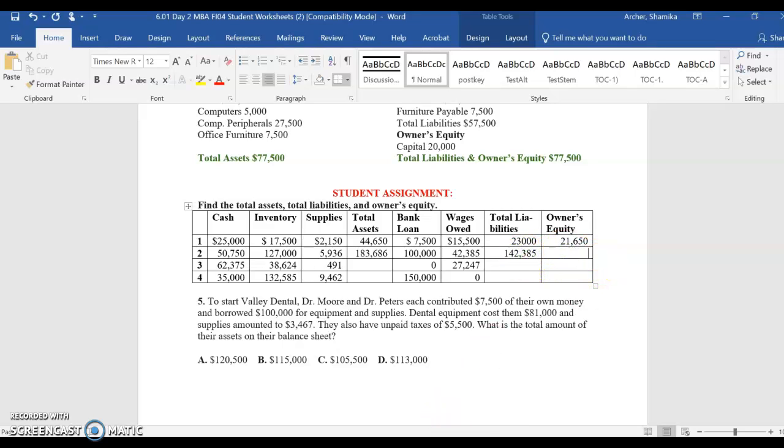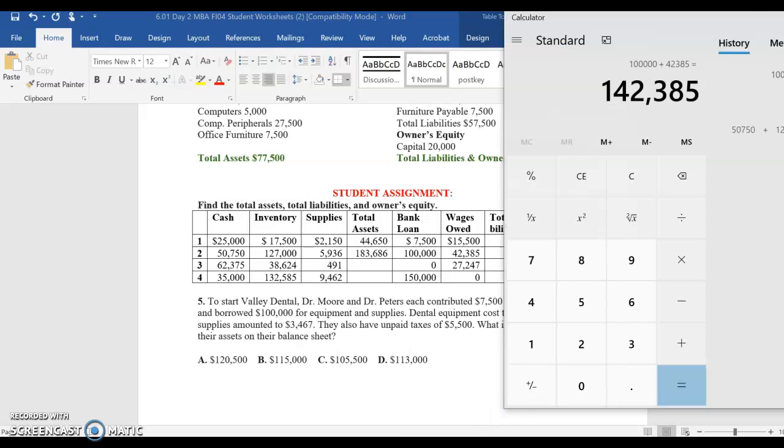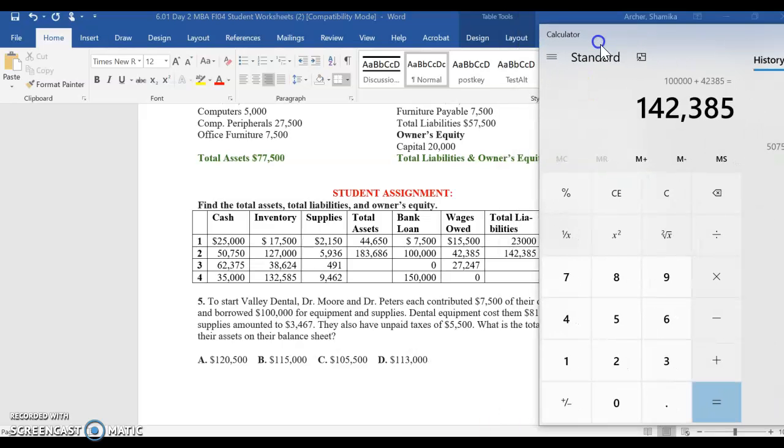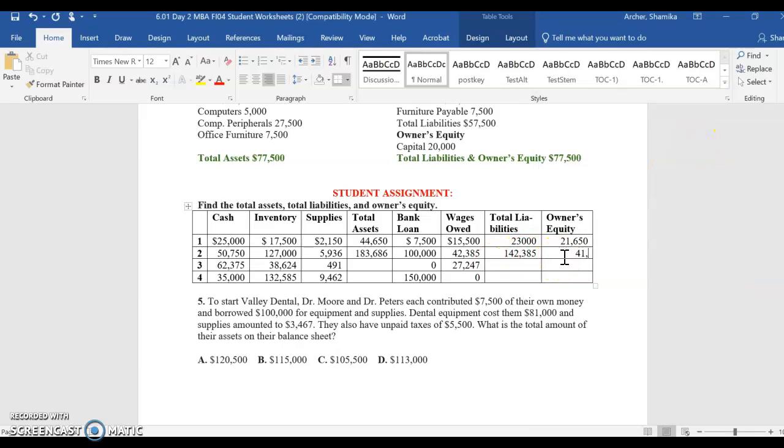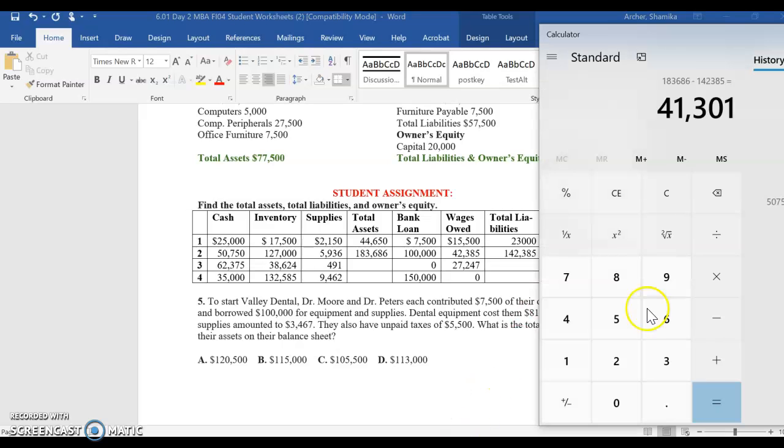And same thing, we need to figure out what the owner's equity is. So we're just going to take 183,686 and subtract 142,385, and that gives us 41,301. And now to make sure that both sides of the accounting equation are correct, we're going to add 41,301 and 142,385, and that should give you the asset side, which is 183,686.